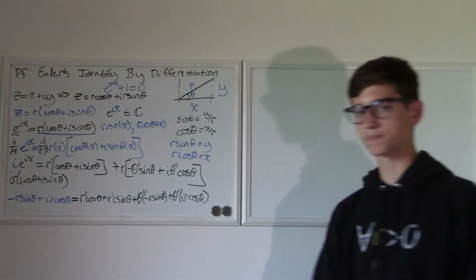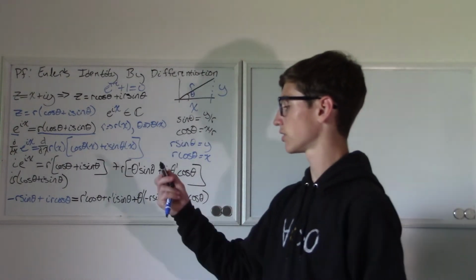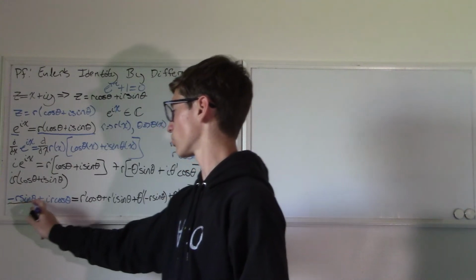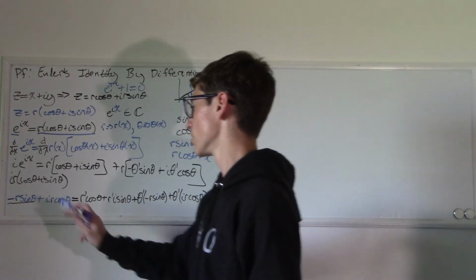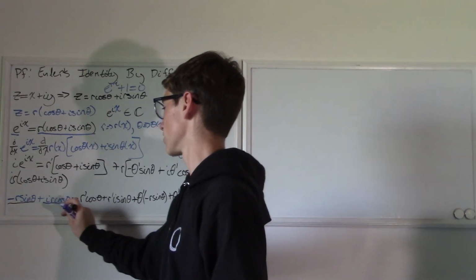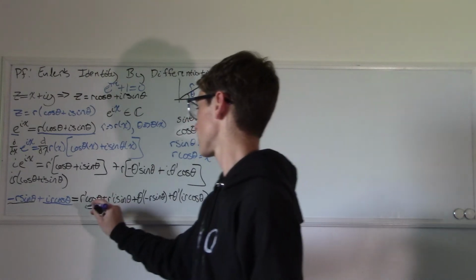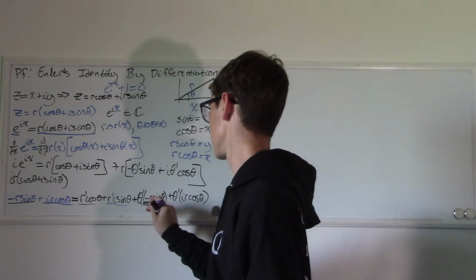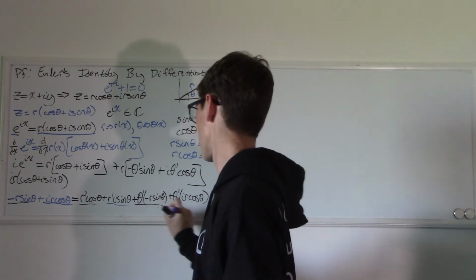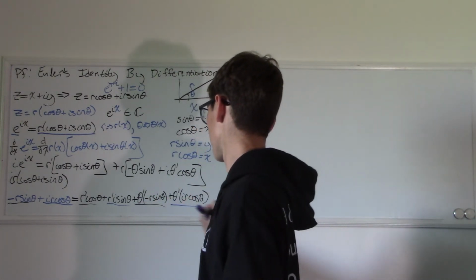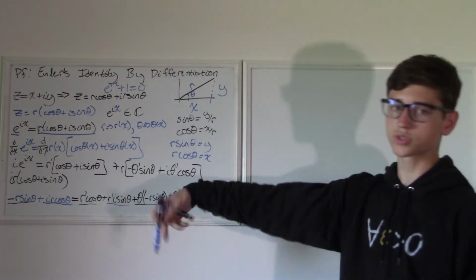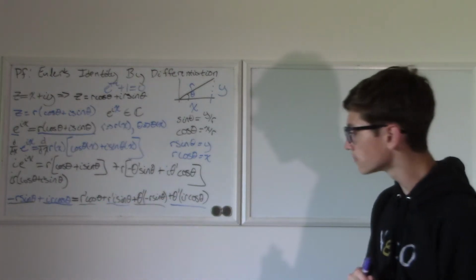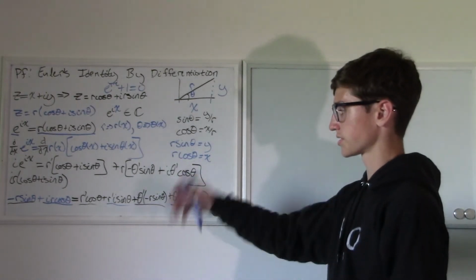So let's do that. Negative r sine theta, that is real, it has no i's. i r cosine theta is imaginary. r prime cosine theta is real. This is imaginary. This is real. And this is imaginary. Right? So all the terms with i in it, I've just underlined in blue. All of the terms without i, I've underlined in black. And now let's just set these equal to each other.